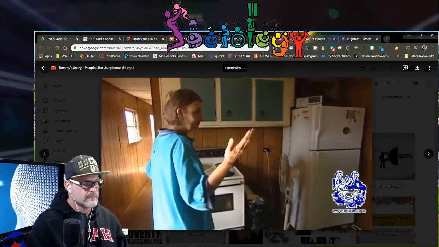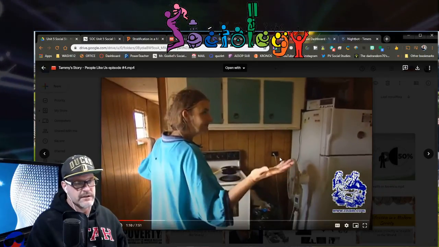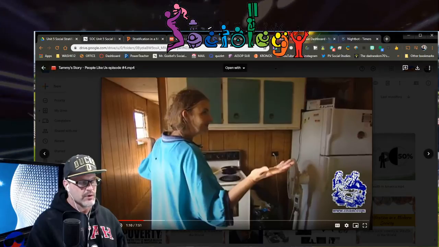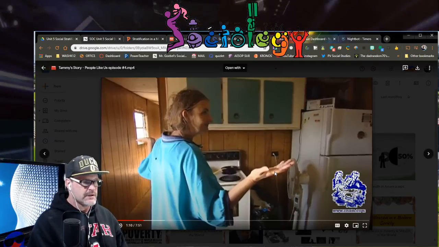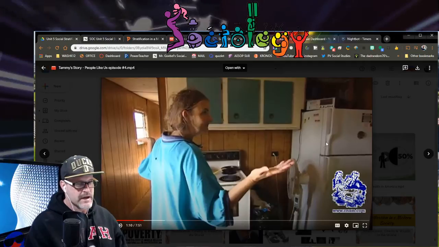May not look like much, but we look like we got electricity. So I look at the small things when I see these kinds of profiles. I look at, does she have electricity? Does she have access to running water? And in this case, she does.